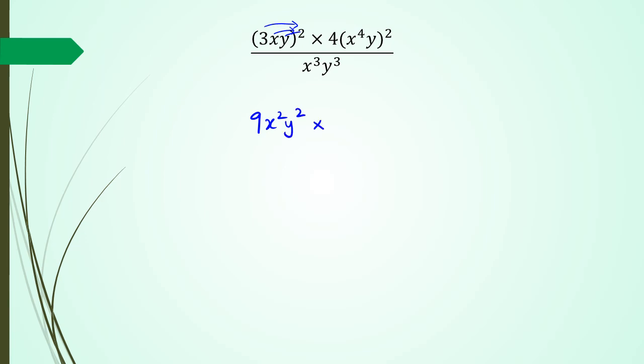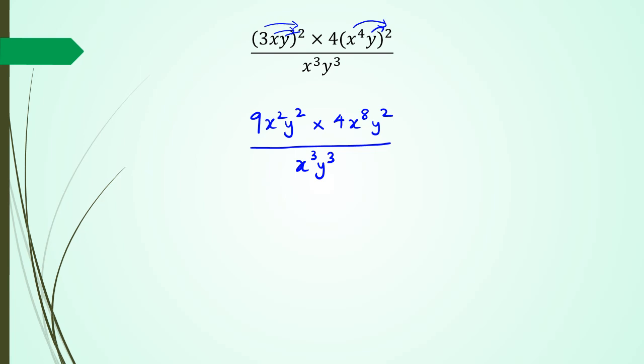Now this is being multiplied by 4. Obviously I've got x to the power of 4 squared, which would be x to the power of 8. Then I've got y squared. So this is what I have right now, and that whole thing is divided by x to the power of 3 and y to the power of 3.